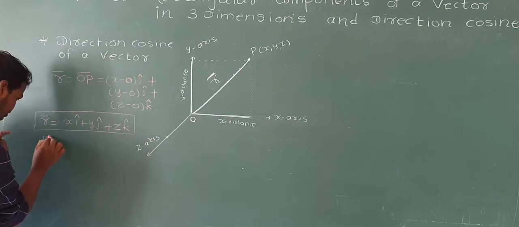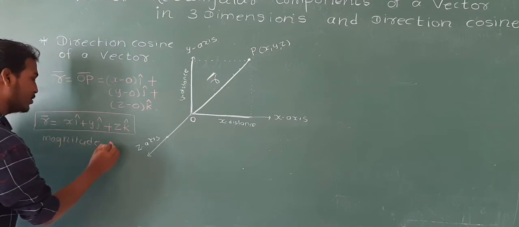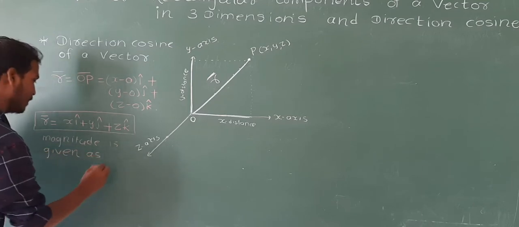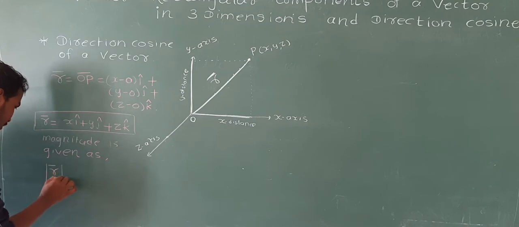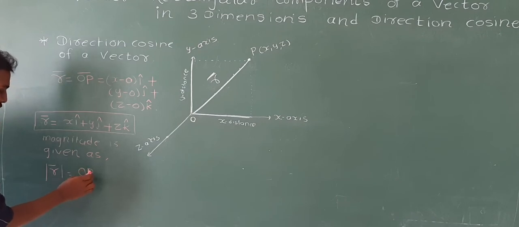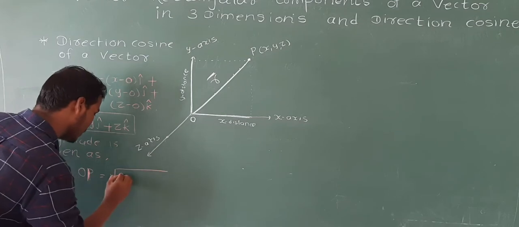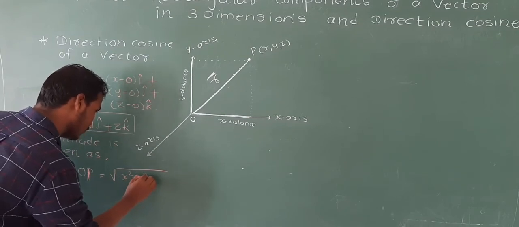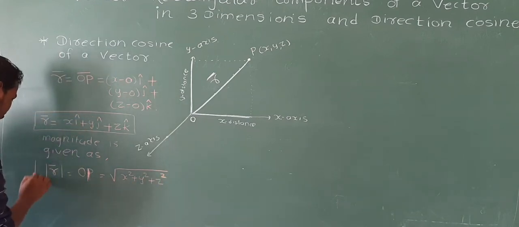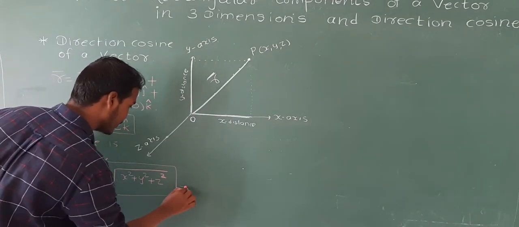So you know that the magnitude is given as: magnitude of r bar, that is equal to OP only, because while taking magnitude we just remove the bar. So OP is equal to the square root of x square plus y square plus z square. Okay, so we got the magnitude as well. Let's say this is equation number 1.